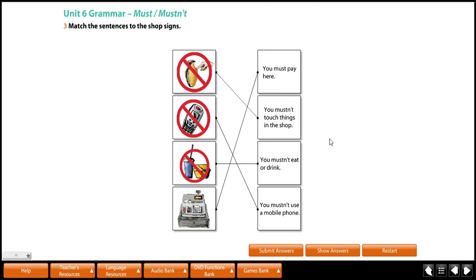From the very beginning, the first forbidden sign: you mustn't touch the things in the shop. Ты не должен дотрагиваться до вещей в магазине. The next forbidden sign, you mustn't use a mobile phone. Ты не должен пользоваться мобильным телефоном. And the last forbidden sign, you mustn't eat or drink. Ты не должен пить, либо же есть. And the last one is the binding sign. You must pay here. Ты должен платить здесь.